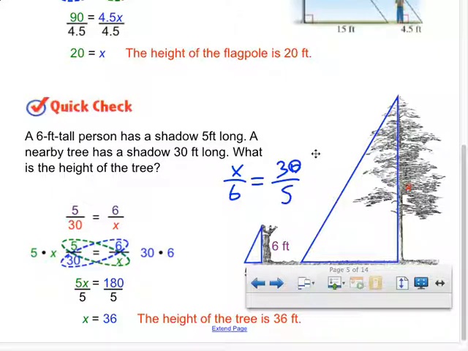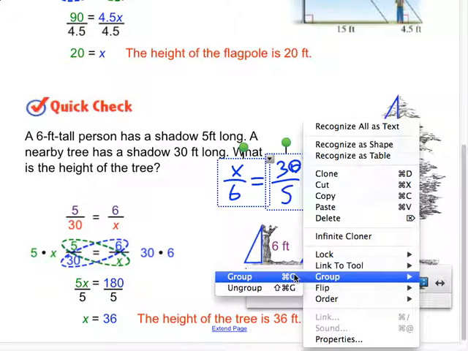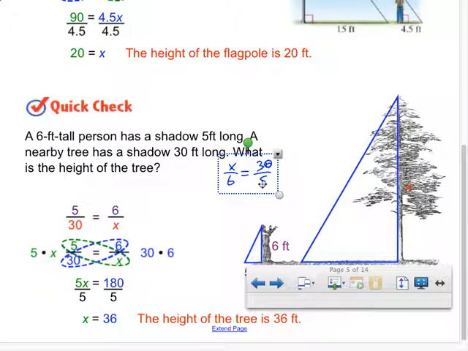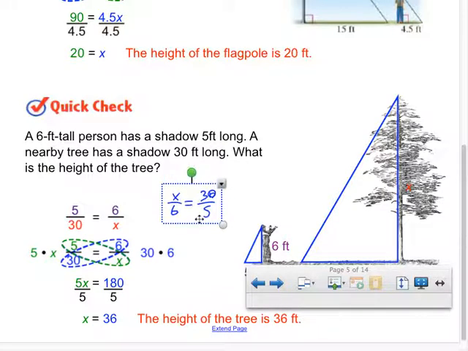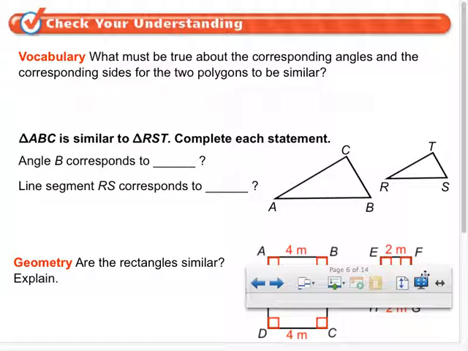Okay, this would have given you the same result also. And if you notice, they're just flipped, right? My cross product would be the same, 5 times x, right? And then 6 times 30. You understand? It would have been the same thing. Okay? All right. Moving right along.